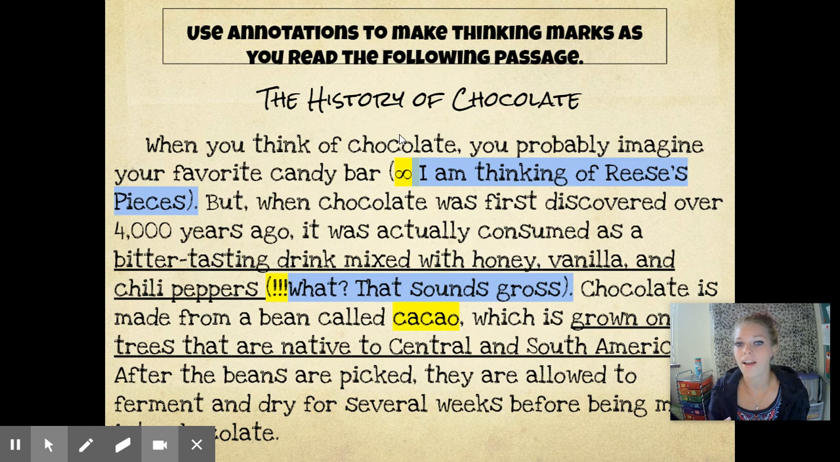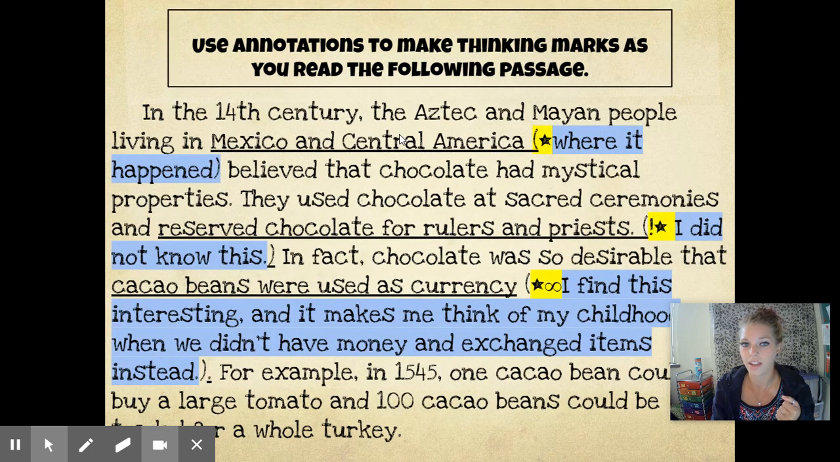Following along a little more, I highlighted the word cocoa because I feel like that was an important word that stood out, maybe the vocab word for chocolate. And then I also underlined as a main idea, it was grown on trees that are native to Central and South America. I don't know if you know this, but Central and South America are the producers of the main beans that we have today.